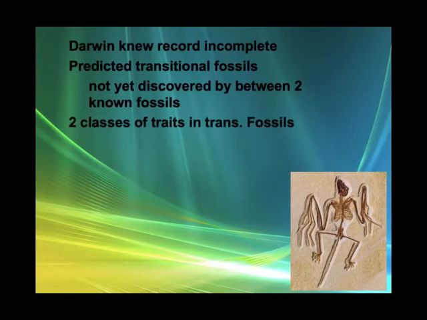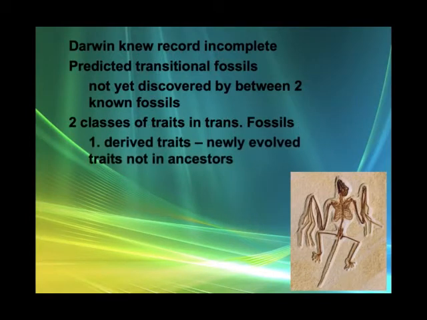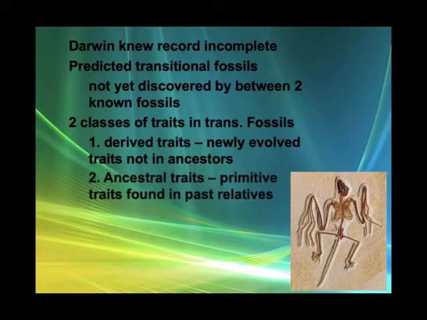There are 2 classes of traits in fossils, and in particular transitional fossils. The first are derived traits. Those are the newfangled invention, the newly evolved traits that are not seen in its ancestors. And the second type of trait are the ancestral traits, which are, you guessed it, found in the ancestors. They're primitive traits found in past relatives. So derived traits and ancestral traits.